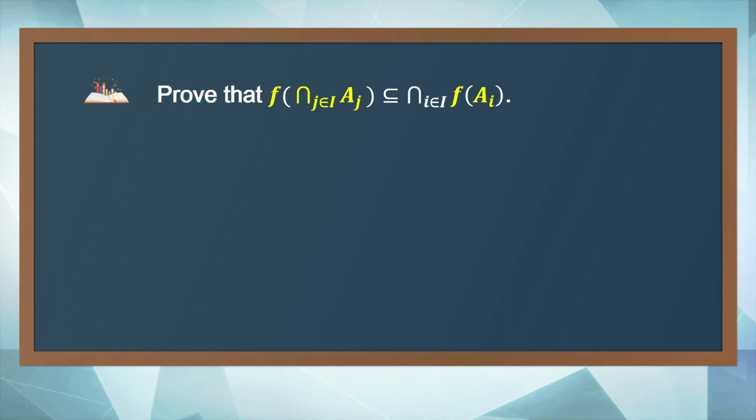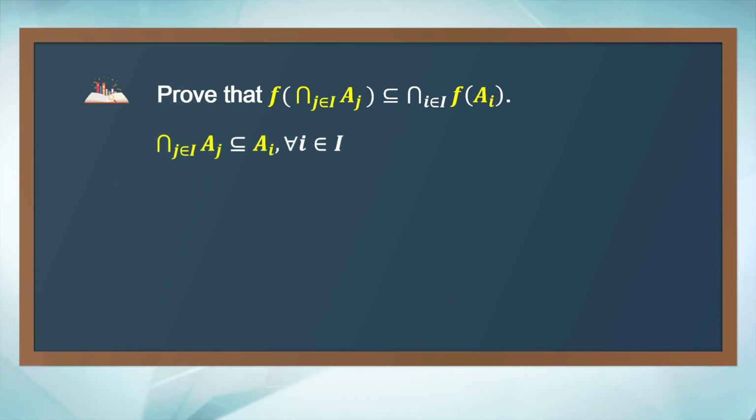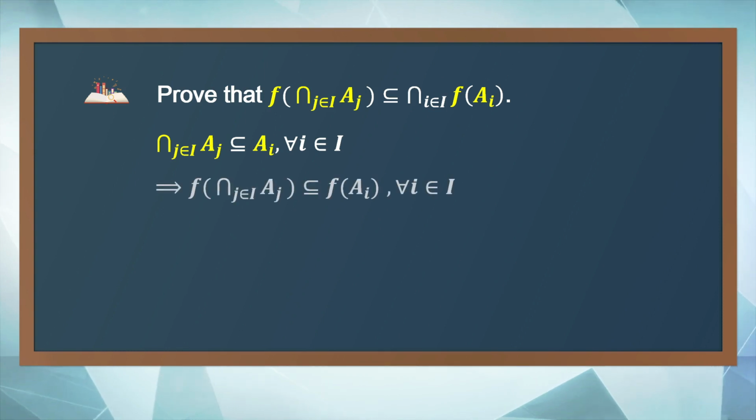Again, recall the relationship between the lower bound and the greatest lower bound. It is easy to see that the intersection is a subset of A_i for all i. Again, by theorem 2, the image of the intersection is a subset of the image of A_i for all i. In other words, the image of the intersection is a lower bound of these images.